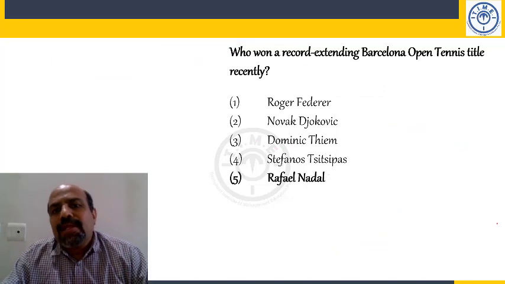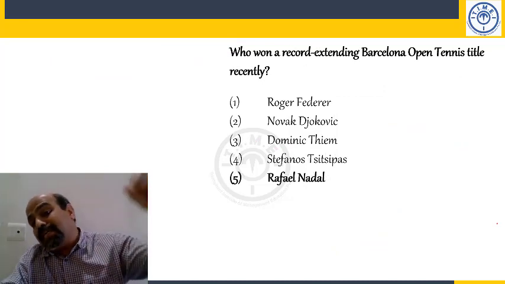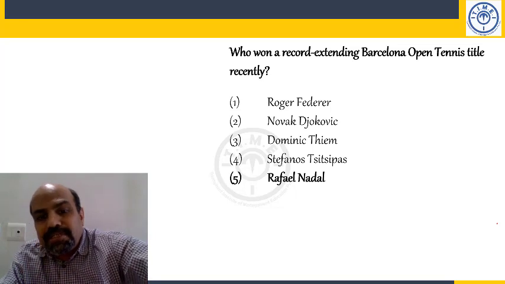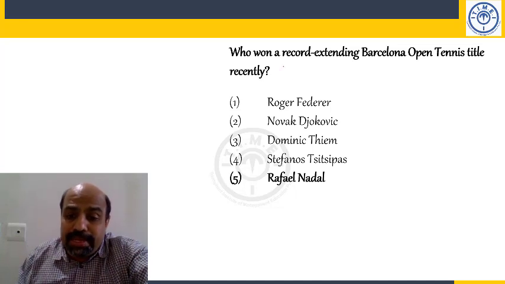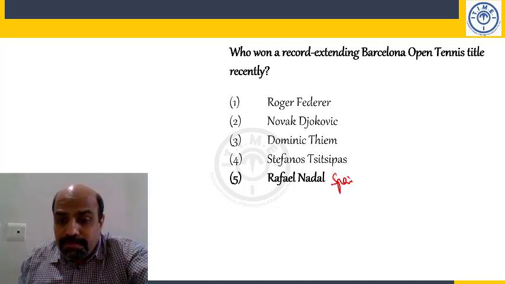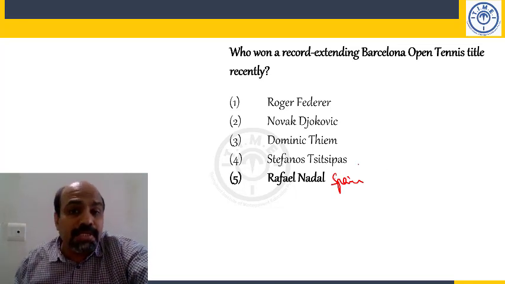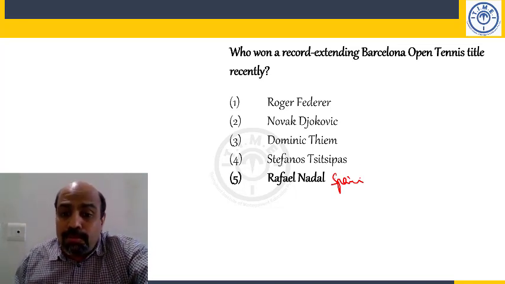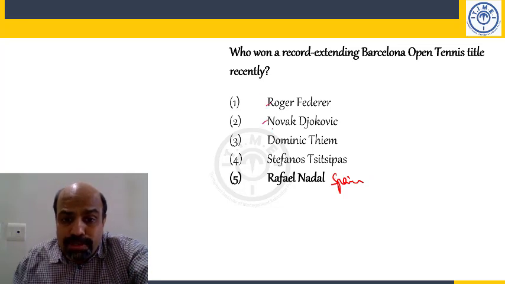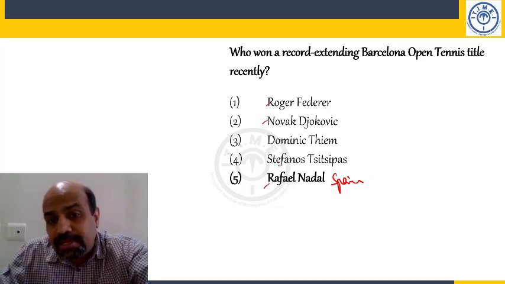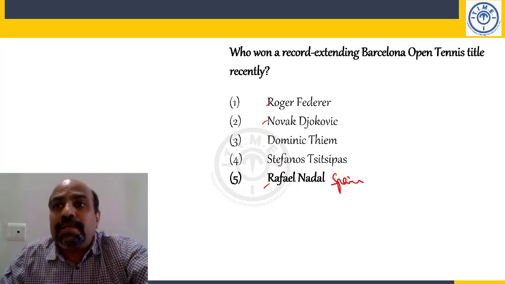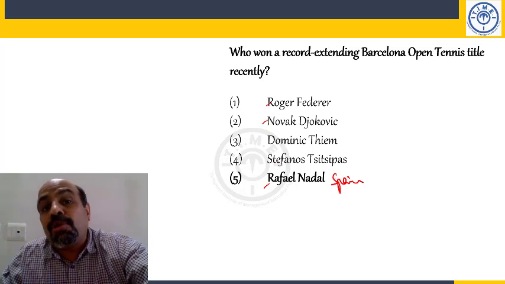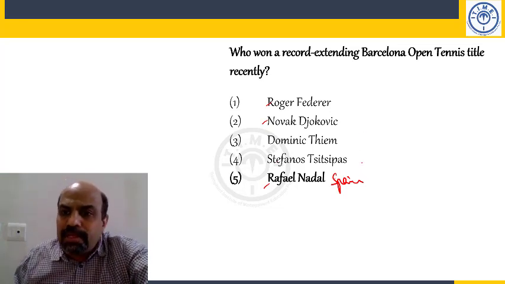Okay. Who won a record-extending Barcelona Open tennis title recently? Well, Rafael Nadal. He belongs to Spain, and Nadal is considered to be one of the greatest tennis players of modern age. Federer, Djokovic, Nadal are considered the greatest, and among these, two are considered gentlemen, and they run a lot of charities. Rafael Nadal won the tournament.